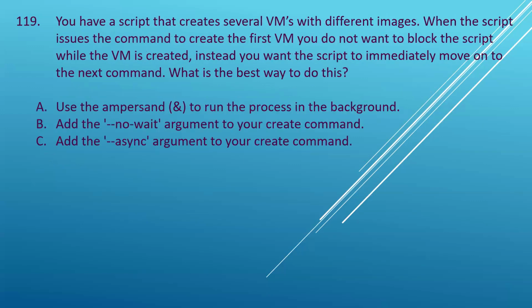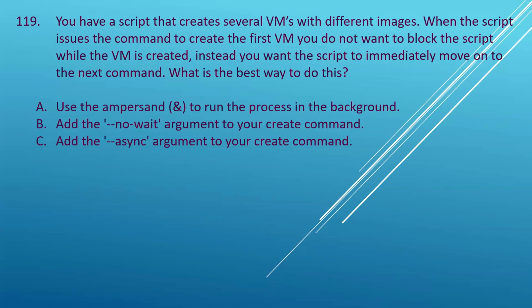Question number 119 of the series. You have a script that creates several VMs with different images. When the script issues the command to create the first VM, you do not want to block the script while the VM is created. Instead, you want the script to immediately move on to the next command. What is the best way to do this? Your options are use the ampersand to run the process in the background, add the no-wait argument to your create command, add the async argument to your create command.